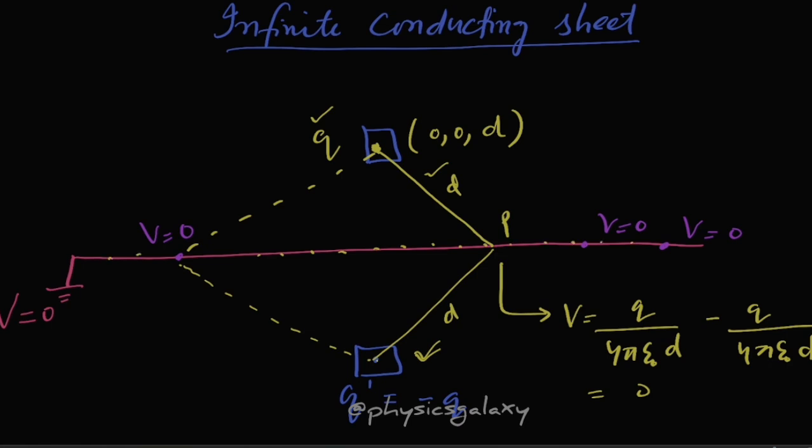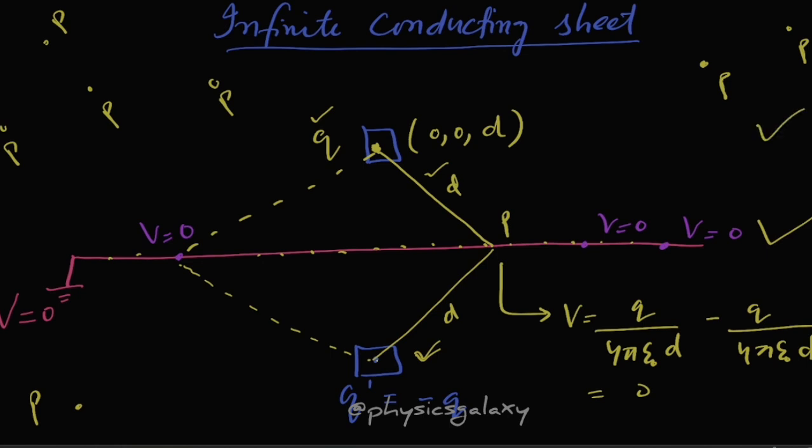So this real and imaginary charge distribution will give me the potential at any point, because it satisfies the boundary condition. If I take any point, this combination will give me the real potential. And one more thing to note here: you can't find the potential in the region where you have your imaginary charge. You can find the potential only in the region where you have your real charge.